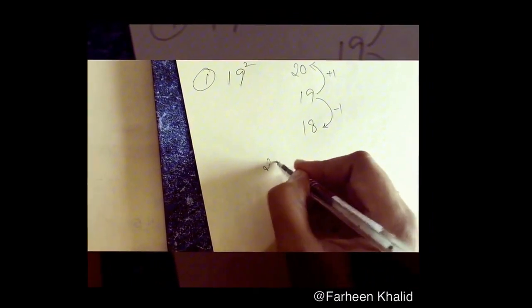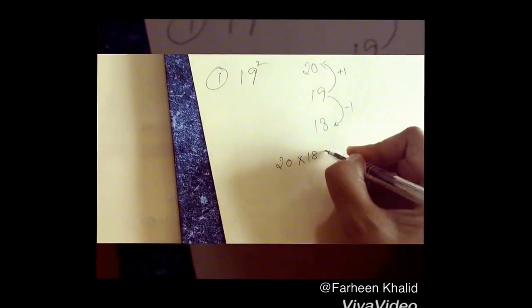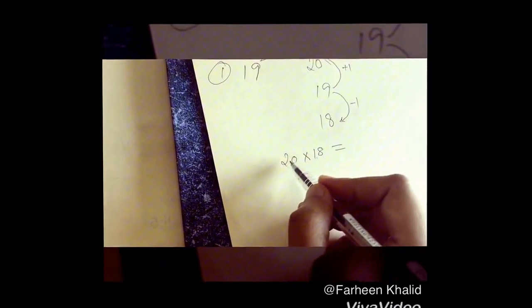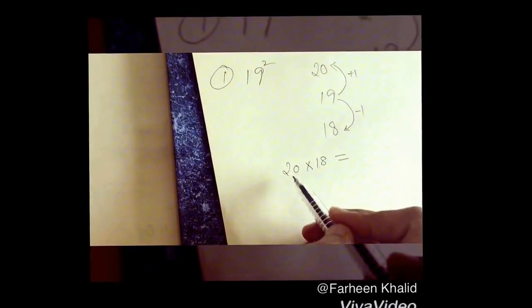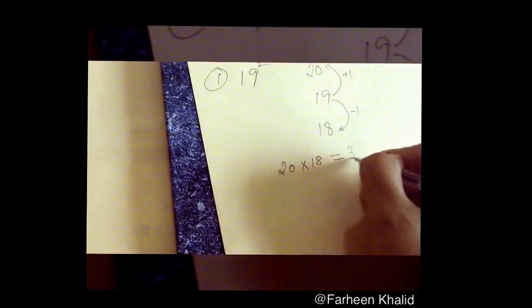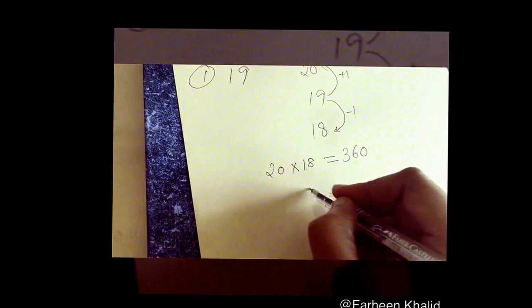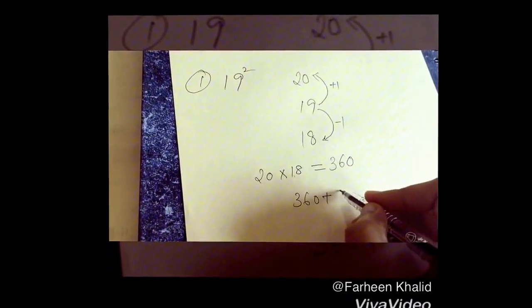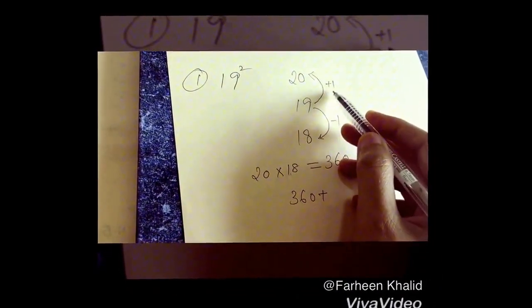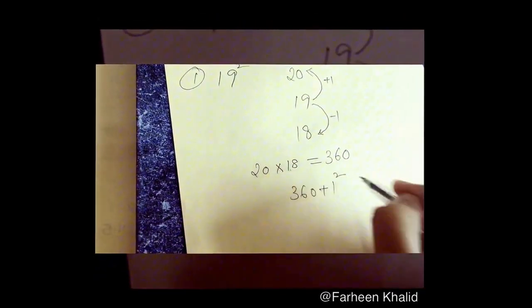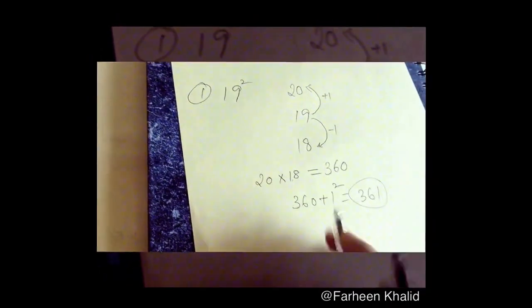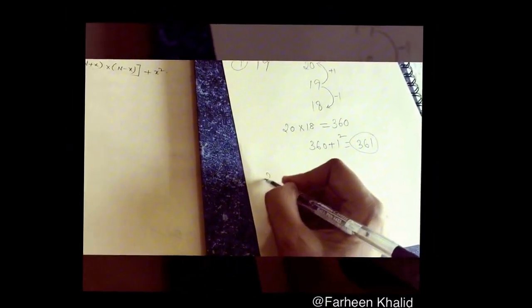Which is 20 times 18. The multiplication is also very easy here because we've taken a number which ends with 0. So 18 times 2 is 36, and you put a 0, so it's 360. Now all you have to do is add the x square. Our x here is 1 because we had just added 1. So you add 1 square to this, which is 361. So that's our answer. See, it isn't as complicated as it looks. It's really easy. Now let's take another example.